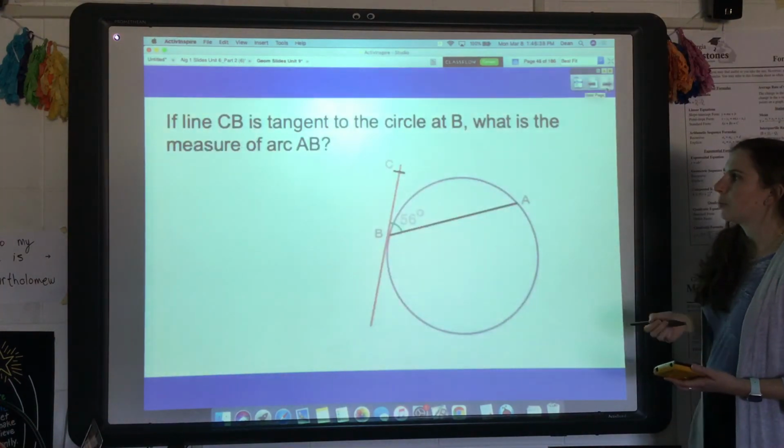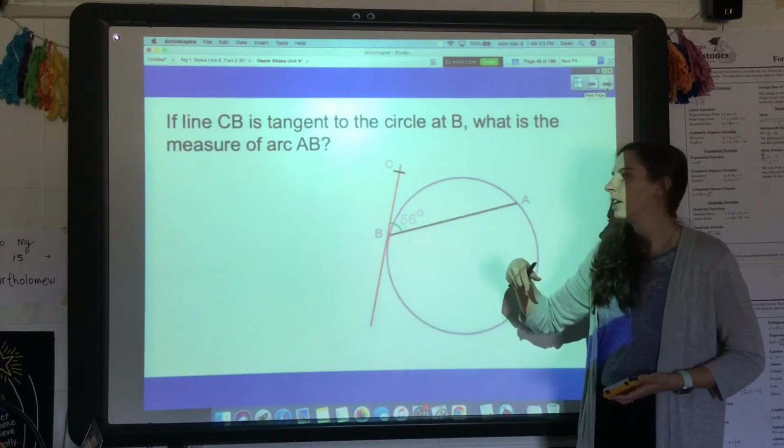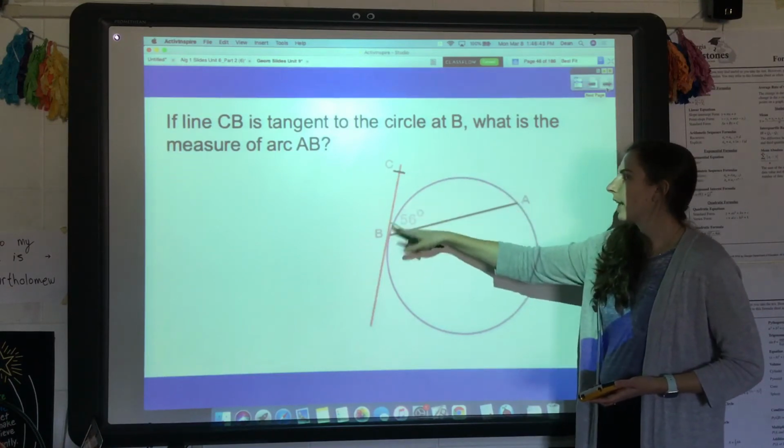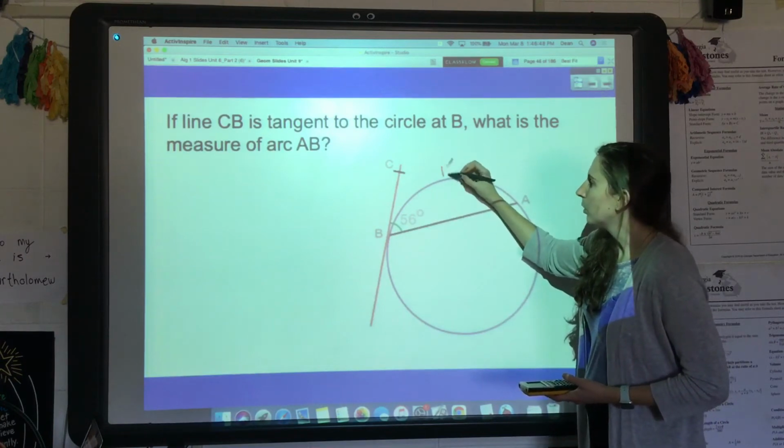Here's another example. Let's say this angle right here is 56 degrees. Then if I wanted that arc AB, I would just double it. So 56 doubled would be 112.